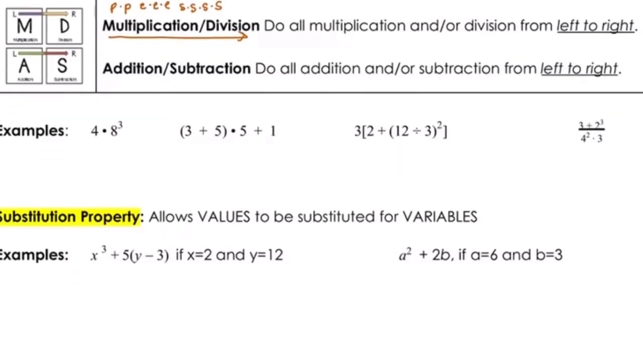And then addition and subtraction work the same way. Addition and subtraction are on the same level. We don't do addition first and then subtraction. We do them both in the same step, working from left to right.